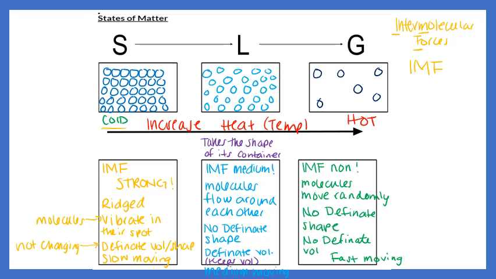Okay. So again, our solids, they are close together, they are rigid, they vibrate in their spots, they have a definite volume and a definite shape, and they are slow moving. They are cold, okay, and the IMF forces are strong. Liquids, the molecules can flow around each other. They have no definite shape. They take the shape of their container, okay? They have a definite volume, so they will keep their volume. And they are medium moving, and they are medium temperature because they're between the cold and the hot.